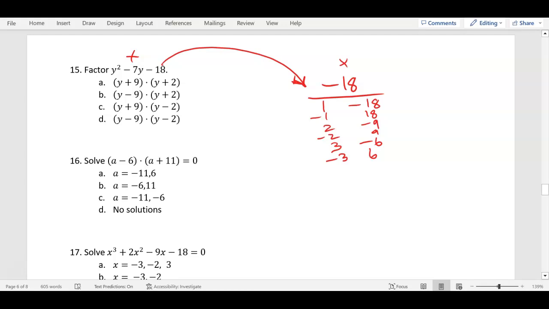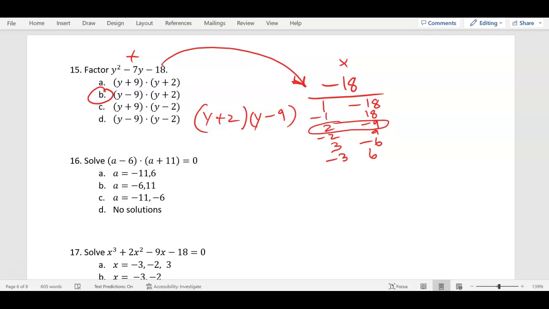All right. So looking at these, the one that adds up to make -7 is going to be 2 and -9, right? So we'll have two y values. We're going to have the positive 2 and negative 9. Add up to make negative 7, and they multiply to make negative 18. All right, so that's going to be letter B. You can switch the order.